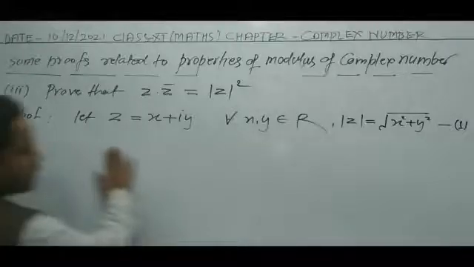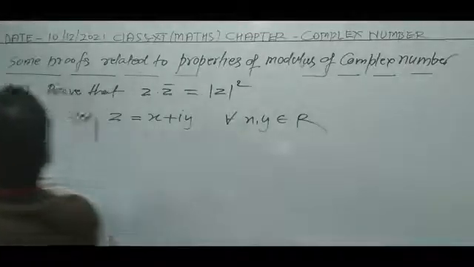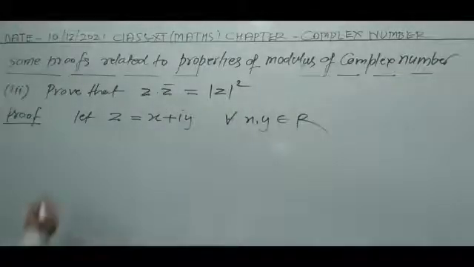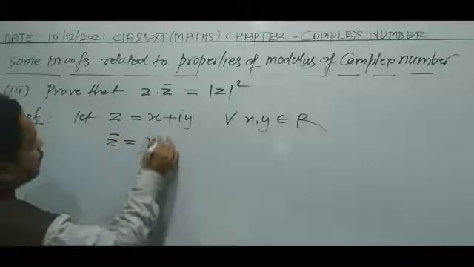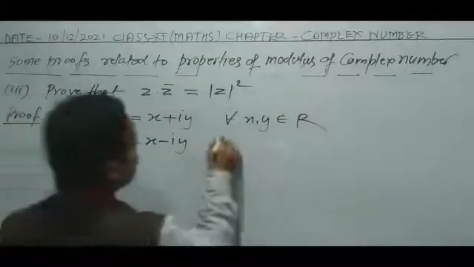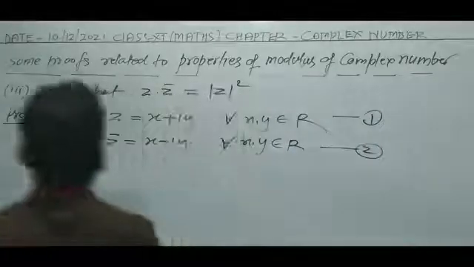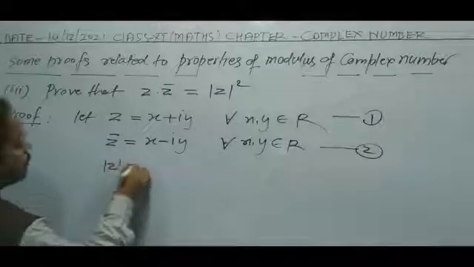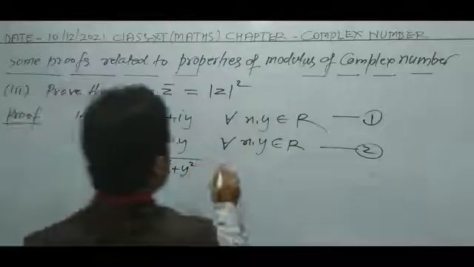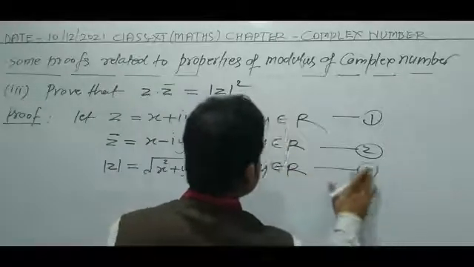So now Z is equal to what we can write? We have considered Z is equal to x plus iy for all small x belongs to real and small y belongs to real. Now Z bar we can write x minus iy, consider equation 1 and equation 2. And mod of Z what we can write? Mod of Z we can write root over x square plus y square for all small x comma y belongs to real. Consider equation 3.